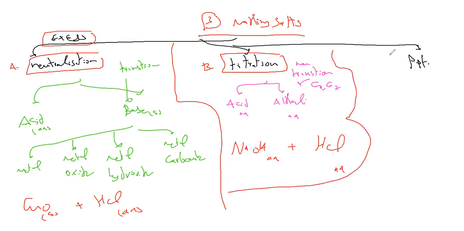In case of precipitation, precipitation is formed between two soluble salts, mixing together to produce a soluble salt and an insoluble salt.